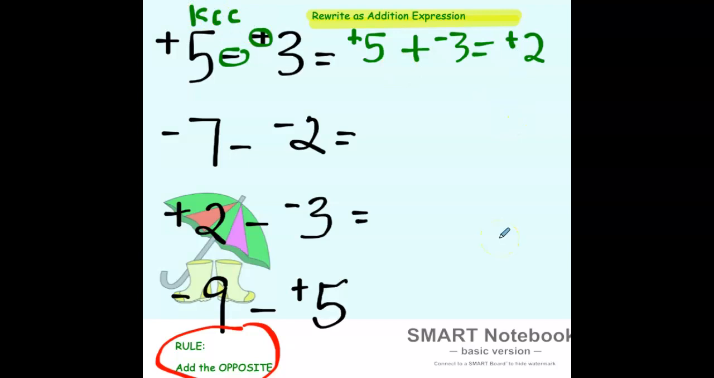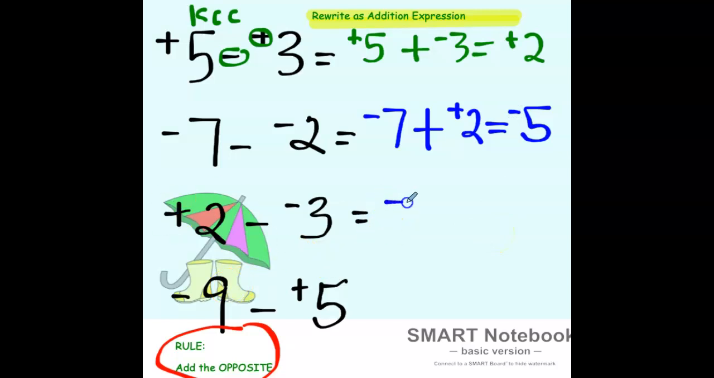Let's look at the second example. So we rewrite it as an addition expression or equation. We keep the first sign, we change it to addition, and we change the second sign. So we keep this sign, we change the subtraction to plus, and we change the sign of the second number to positive. Now we're going to end up with two different signs, and we know that when the signs are different, we subtract. So 7 and 2, we subtract, that becomes 5. Now which sign are we using? The 7, so we take that.